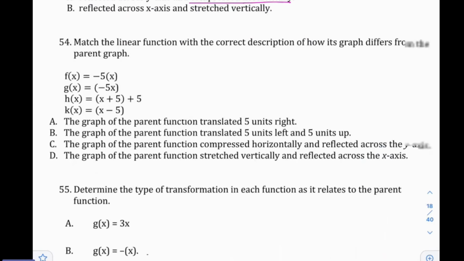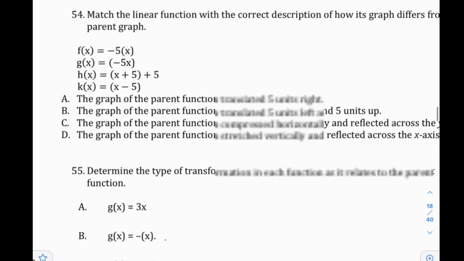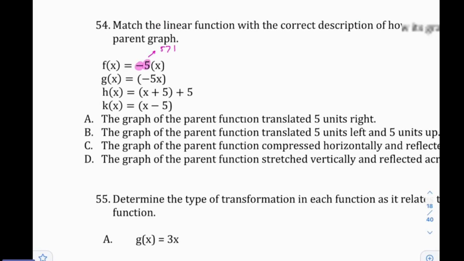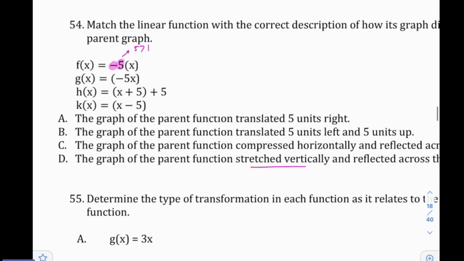Let's solve more exercises. Here, minus is outside. We have two effects. Minus is outside, so reflection across the x-axis. 5 is multiplied by the number outside the group, so it is vertically stretched. Why stretched, not compressed? Because 5 is more than 1. So we have reflection across the x-axis and a vertical stretch. So this will go to D.